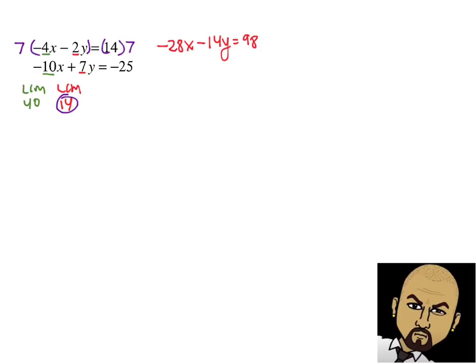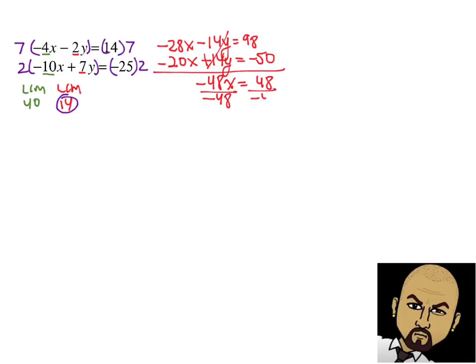I went ahead and distributed, and because we have a negative 14y, we want to make the y value positive 14y, and so we multiply both sides of the equation by 2, and that's going to give us negative 20x plus 14y equals negative 50. Now, because we use the distributive property, we multiply both sides of the equation. Now we can see that the y values can be eliminated. We eliminate them. Negative 28 minus 20x equals negative 48x because they're opposites.